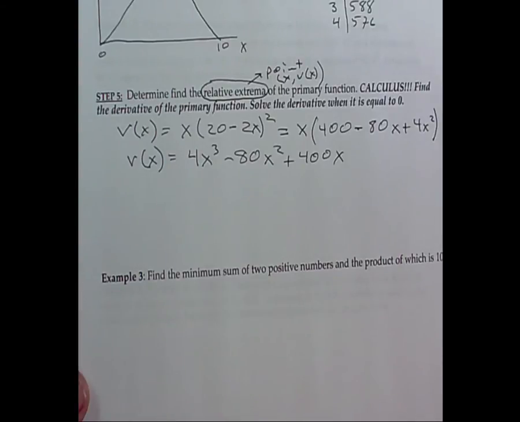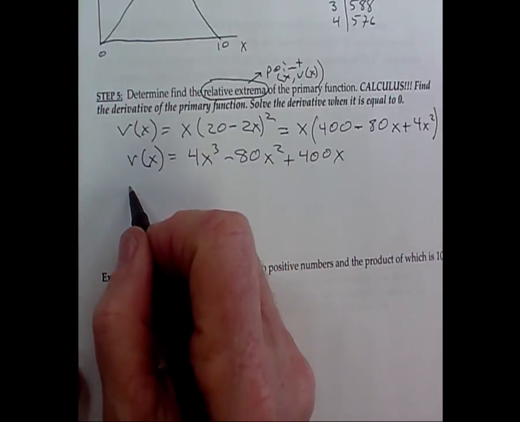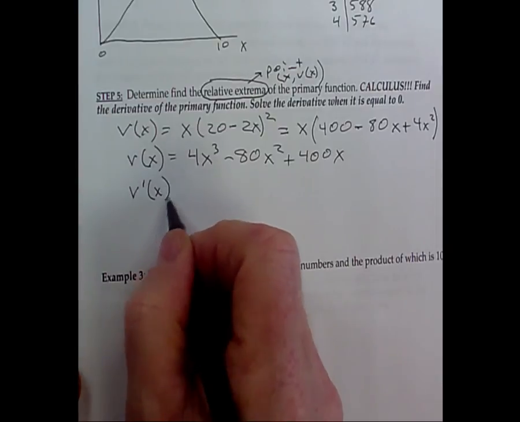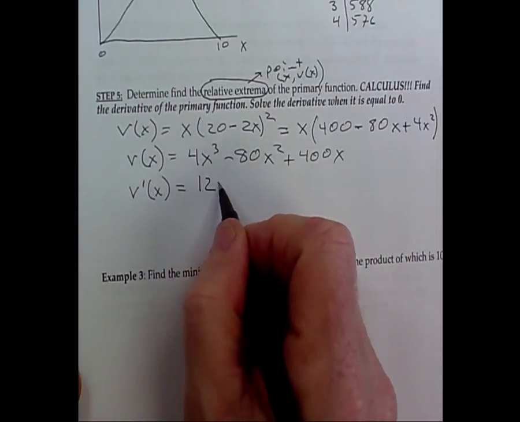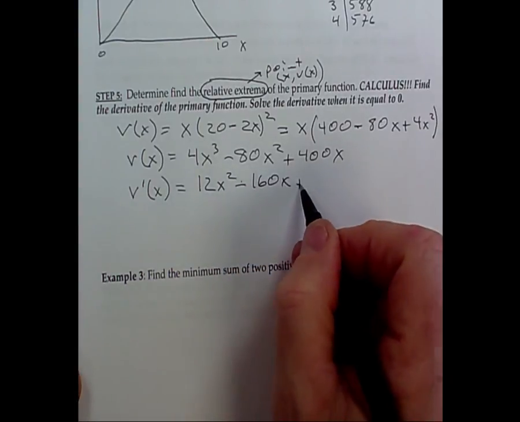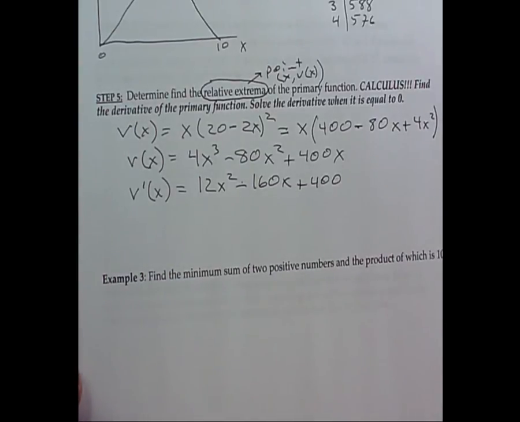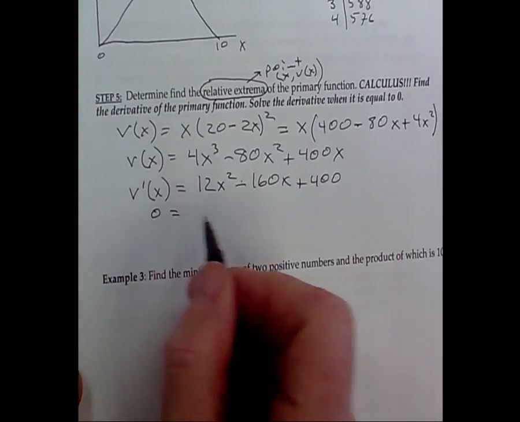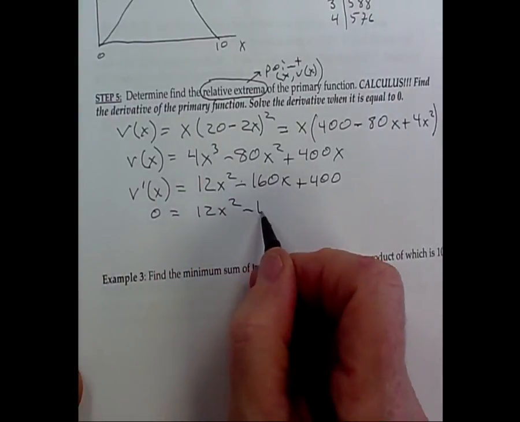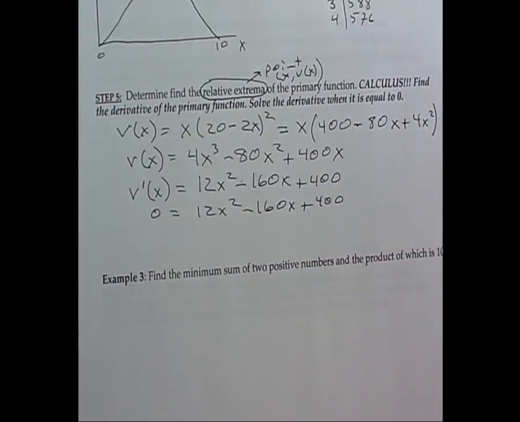Could you have done the product rule on this, Owen? Oh, yeah. I know. Because that's what the other class wanted me to do, the product rule. Okay, so what's the derivative of this, Jack? 12x squared minus 160x plus 400. What's our next step? Equals 0.